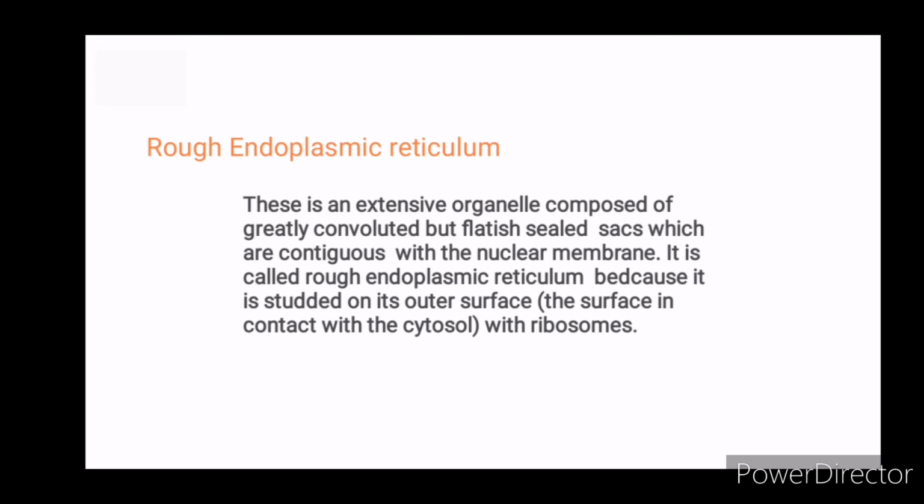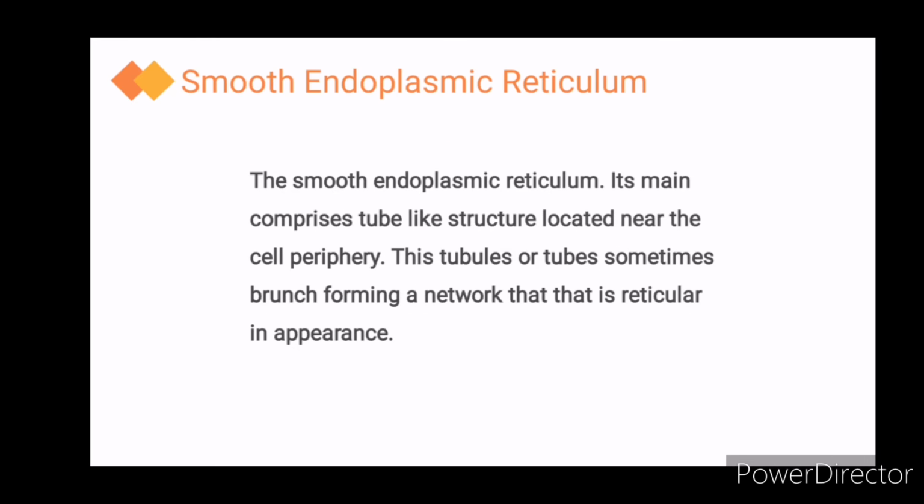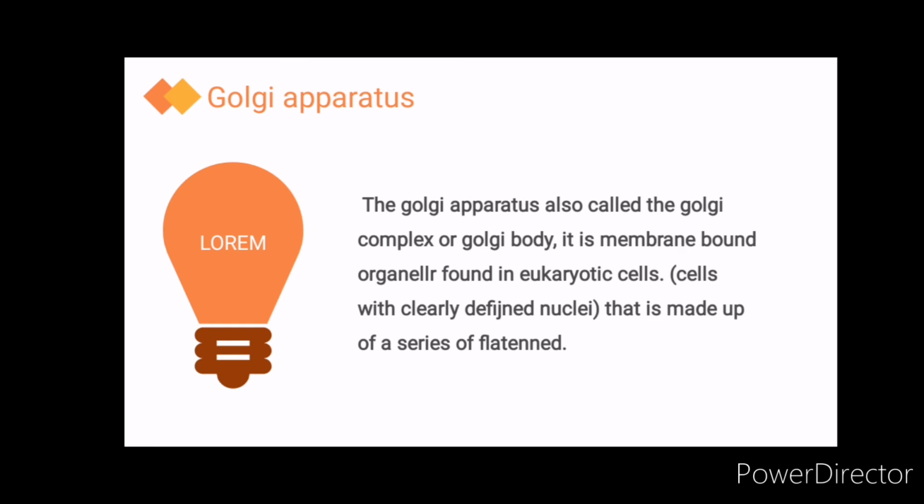cytosol, with ribosomes. Fourth, the smooth endoplasmic reticulum. The smooth endoplasmic reticulum mainly comprises tube-like structures located near the cell periphery. These tubules sometimes branch, forming a network that is reticular in appearance. Fifth, the Golgi apparatus. The Golgi apparatus, also called the Golgi complex or Golgi body, is a membrane-bound organelle found in eukaryotic cells, cells with clearly defined nuclei, that is made up of a series of flattened sacs.